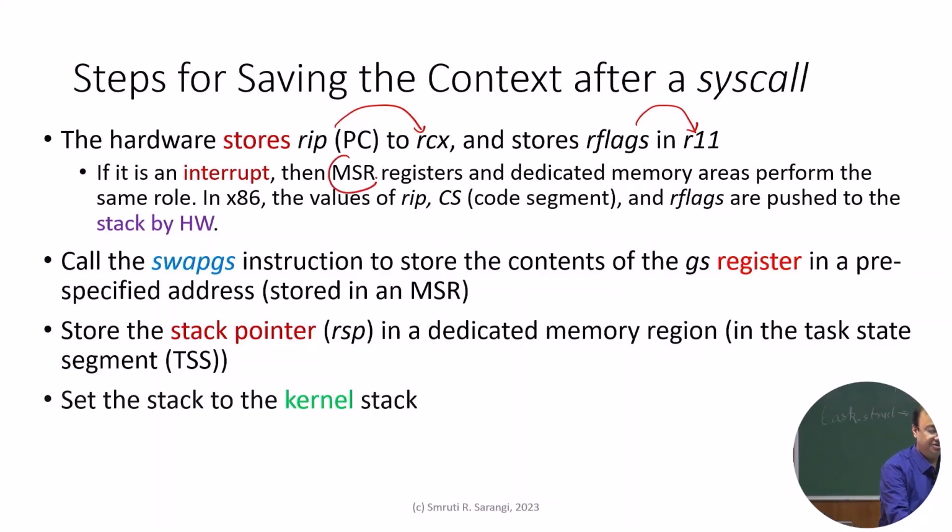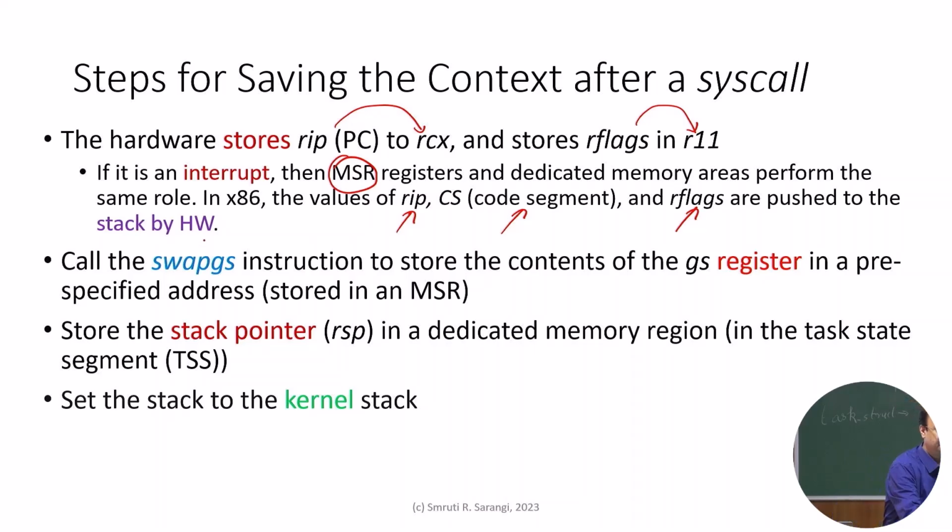Then you'll have model-specific registers, internal privilege registers, and dedicated memory areas, where again the value of the instruction pointer, the code segment register, and the flags are stored. As I said, there are several options: either store it in a model-specific register, store it in a dedicated memory area, or store it somewhere else. What happens in this case is that these three important pieces of information get pushed onto the stack by the hardware. The hardware automatically accesses the stack pointer and pushes them to the stack.